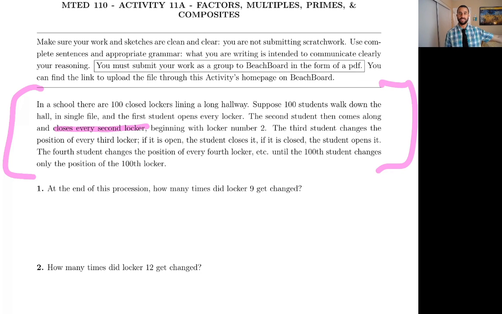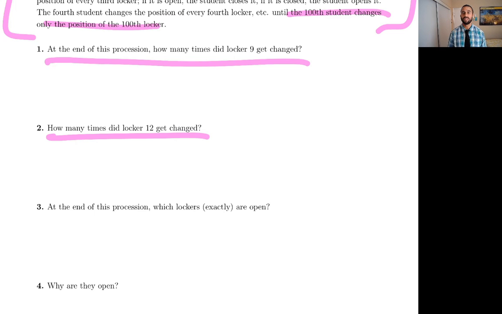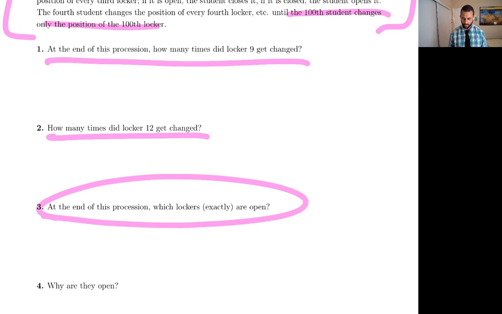And every student proceeds that way, all right, until the 100th student is only going to change the position of the 100th locker. That student's going to skip all the first 99 and only touch the 100th locker. So my questions are these. At the end, how many times did locker 9 get changed? How many times did locker 12 get changed? At the end, which lockers exactly are open?